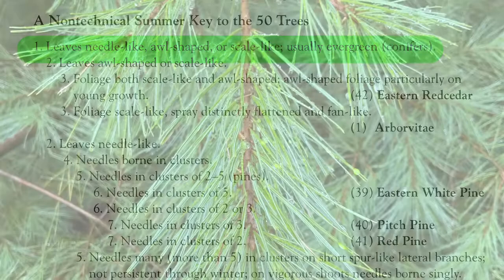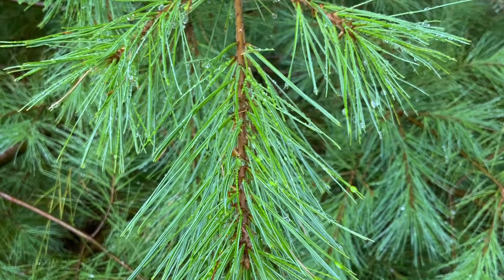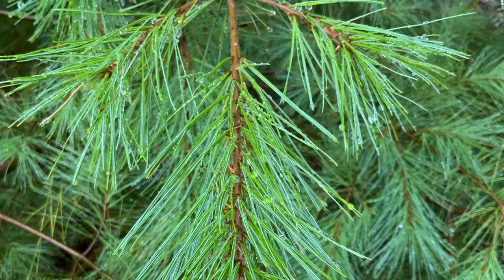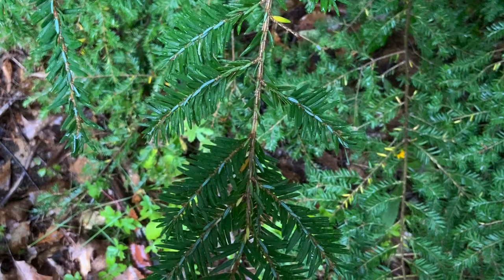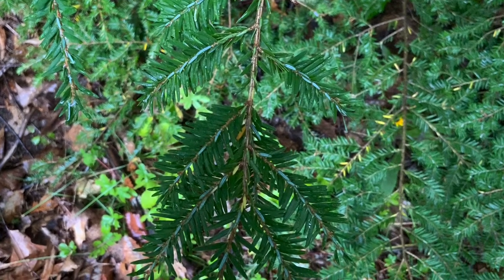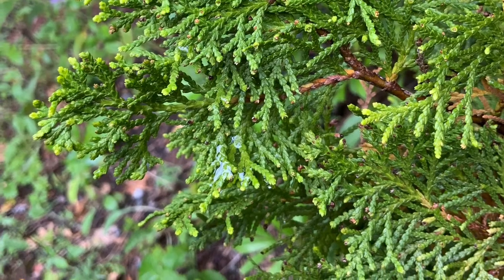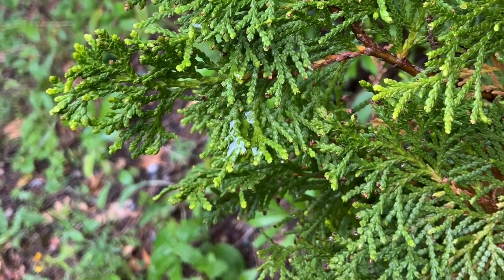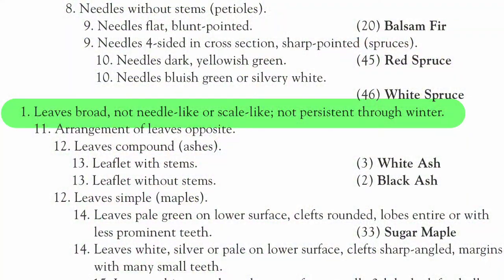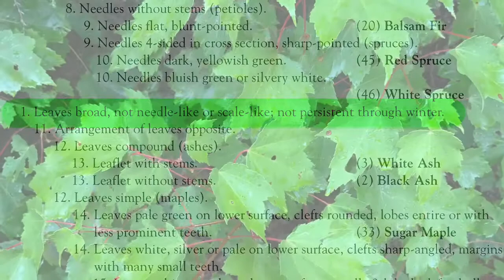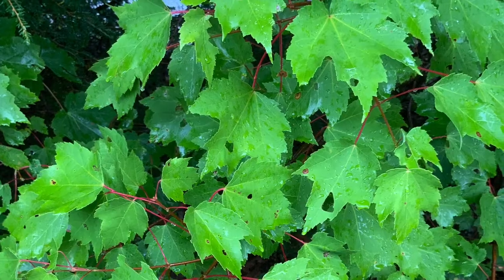So when they mention needle-like, imagine something like a pine or a hemlock or a fir or a spruce. Or they also give you the option for scale-like leaves, so that might be something like this. The other option, for which you have to scroll down a little bit, is whether the leaves are broad, like in a deciduous tree.